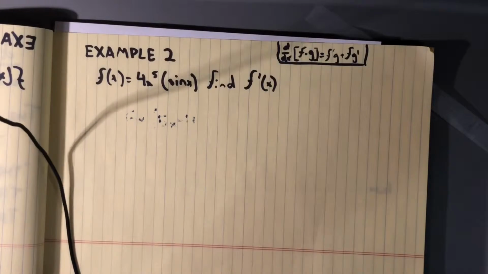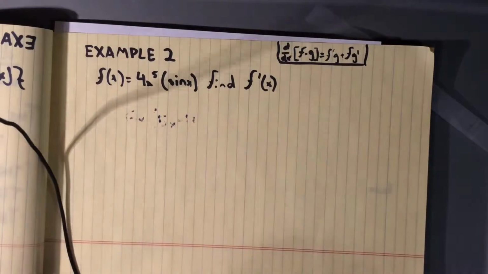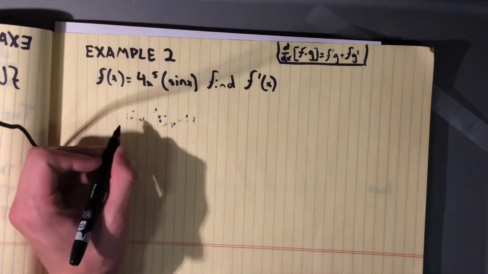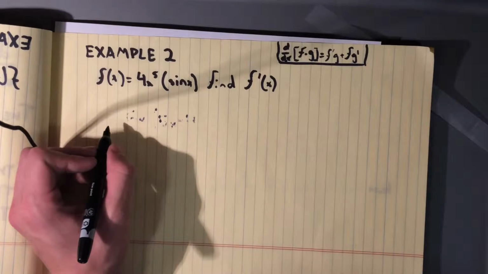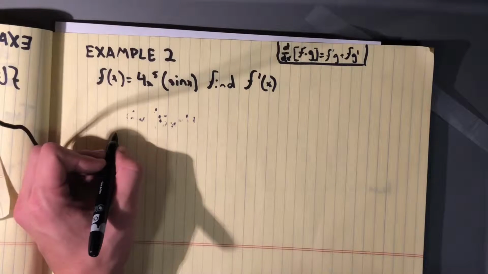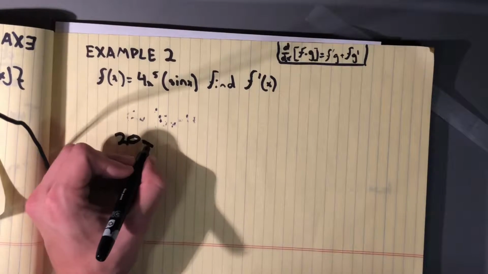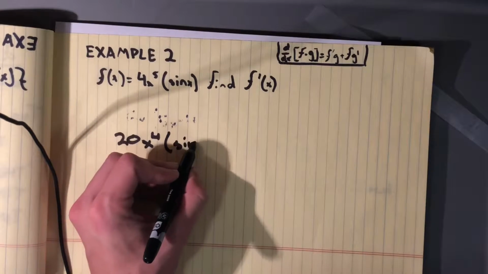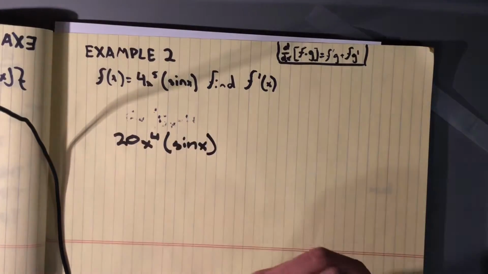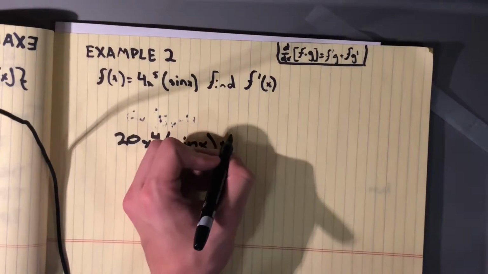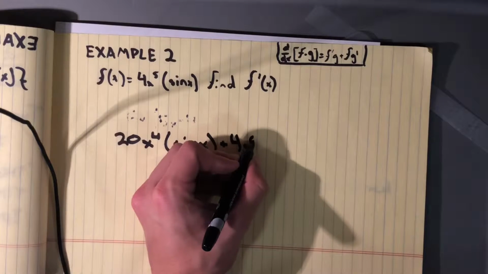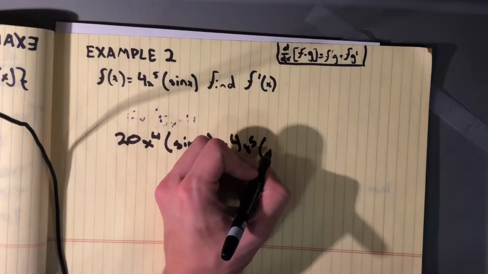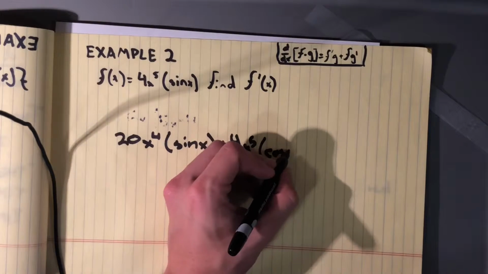On to the next. For the next example, we're going to use the same equation, and let's just get right into it. The derivative of the first term, 4x to the fifth, is going to be 20x to the fourth times sine x, plus 4x to the fifth, because we don't have to do anything there, times the derivative of the second term, which, the derivative of sine x is cosine x.